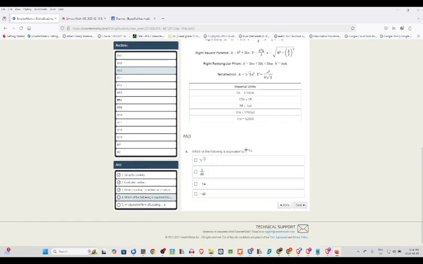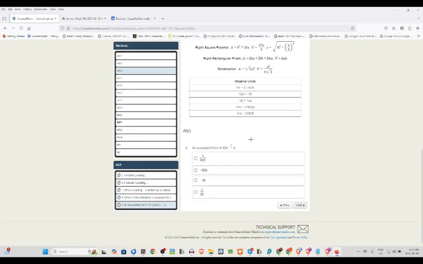Which of the following is equivalent to 7 to the negative 2? Negatives move us to the denominator, so it's 1 over 7 squared, which is 1 over 49. And an equivalent form of 125 to the negative 2 over 3. Well, 125 is 5 cubed. So we can get rid of that 1/3 and say this is 5 to the negative 2, which means it's 1 over 5 squared. So that wraps up AN3.